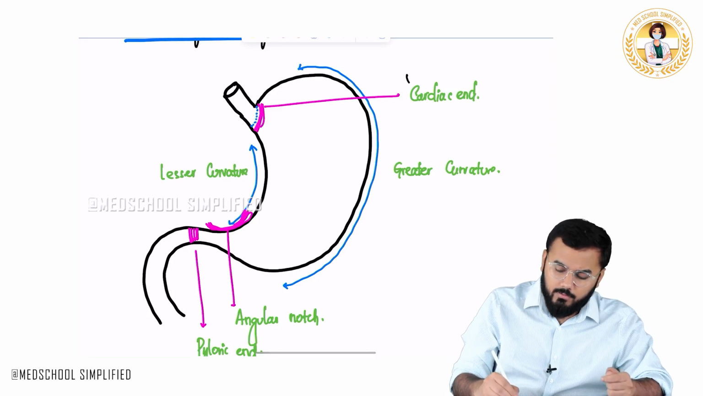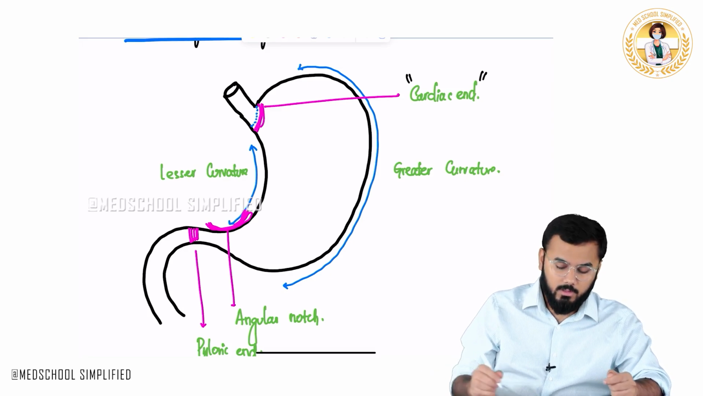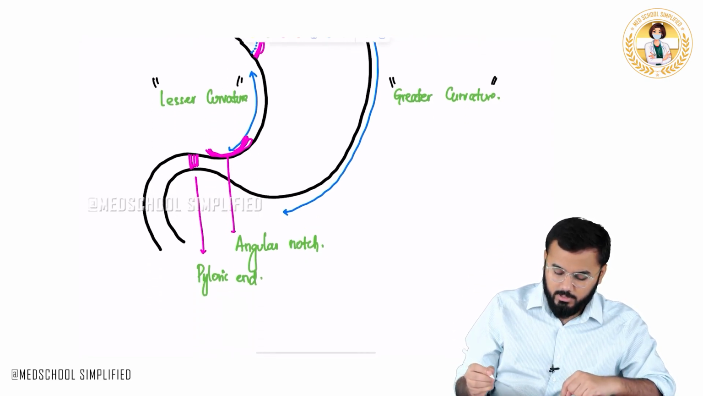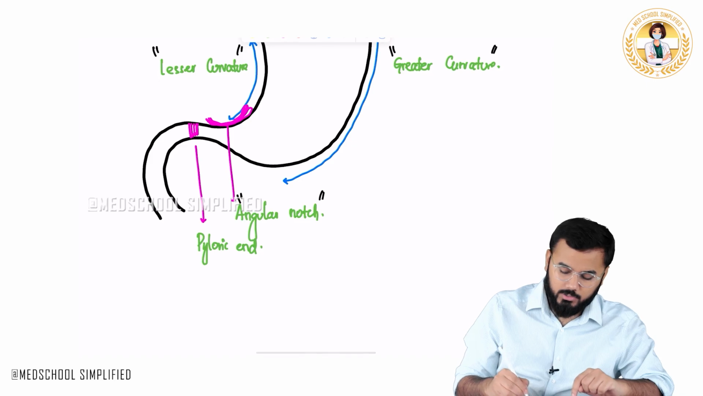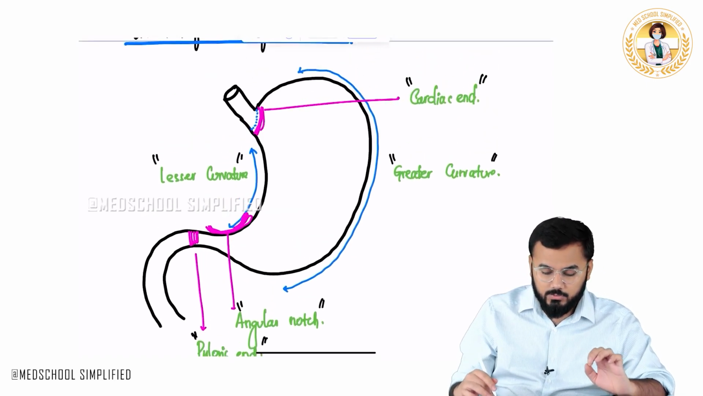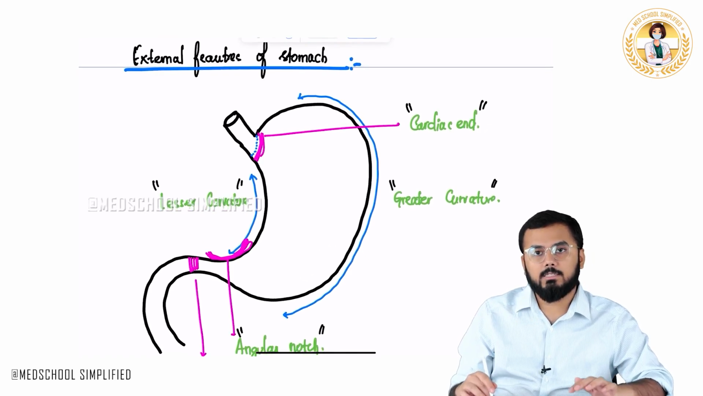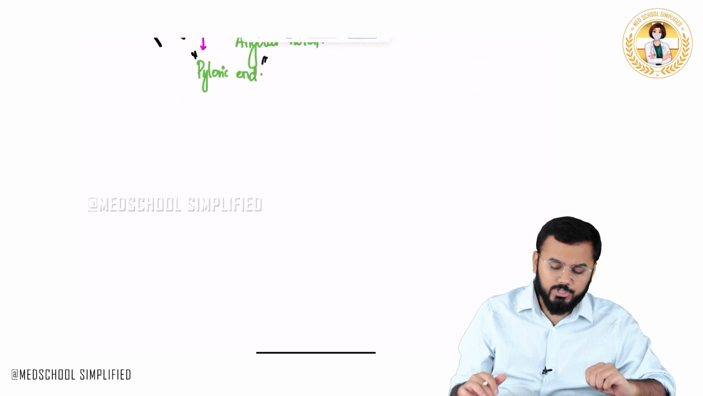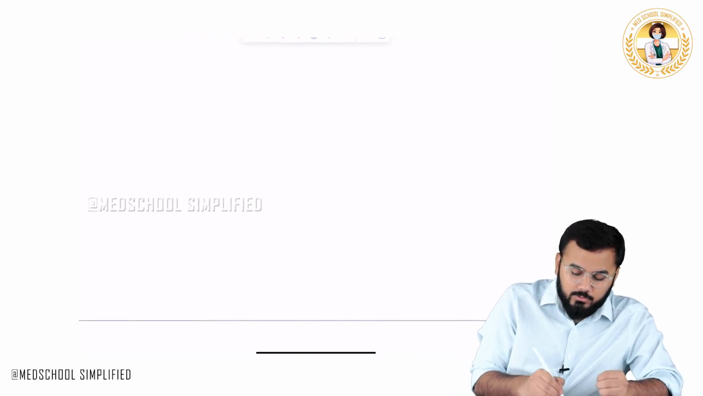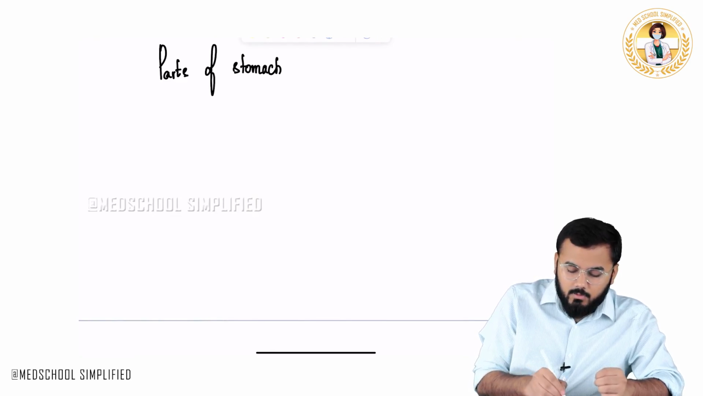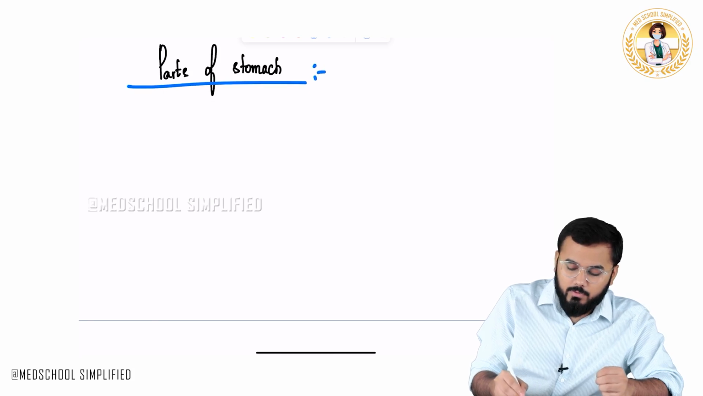So how many features have we got? We have got the cardiac end of the stomach, the lesser curvature, the greater curvature, the angular notch, and the pyloric end. So these are the different features which are located on the external side. These are called the external features of the stomach. Now we shall see what are the different parts of the stomach.